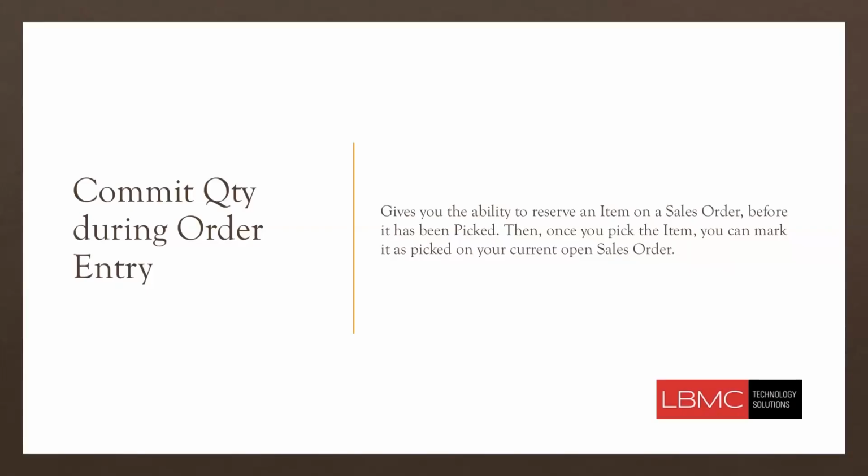Okay, let me go back to that one. So the second piece for inventory and order entry is commit quantity during order entry. This is in the early adopter program as well. So you'll now have the ability to reserve an item on a sales order even before it has been picked. We don't have to actually pick the item for it to be segregated out of inventory. We can go ahead and reserve it.